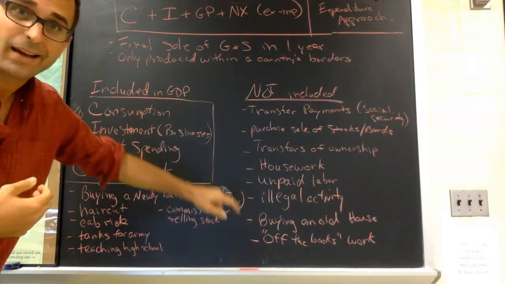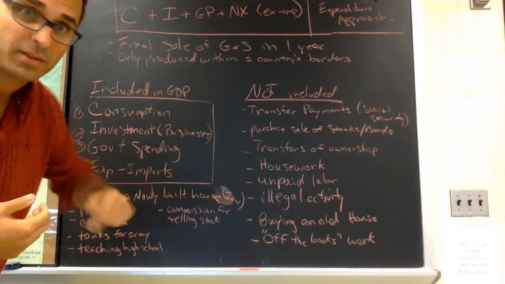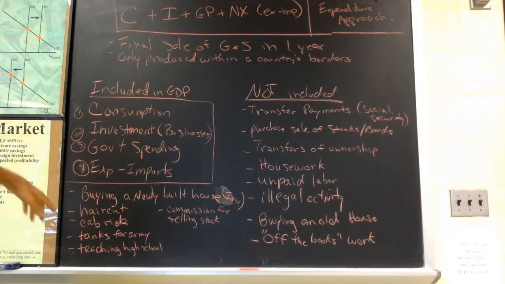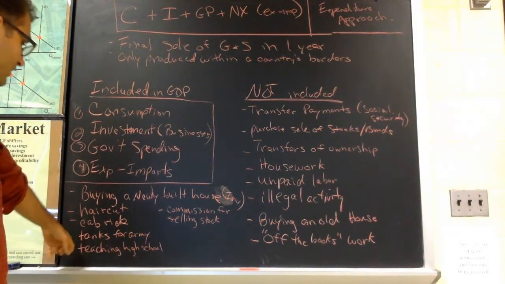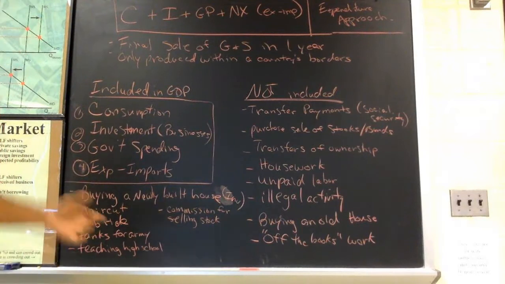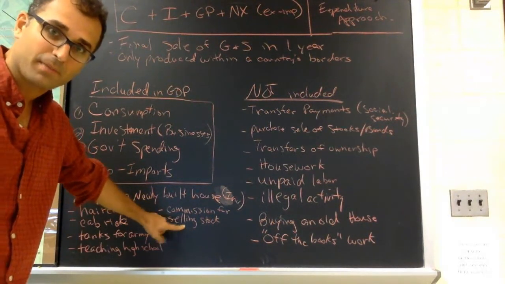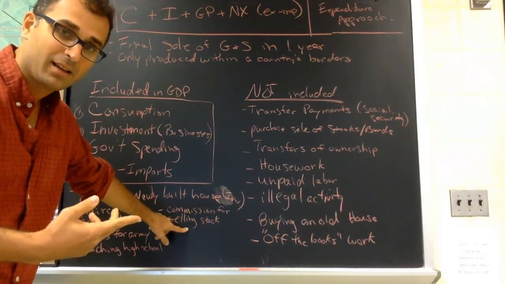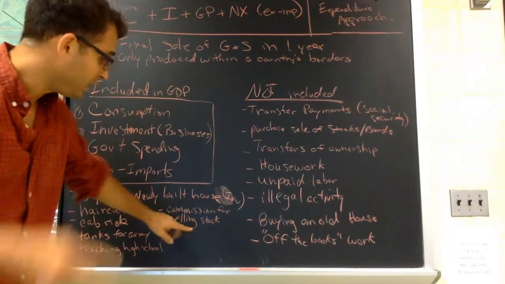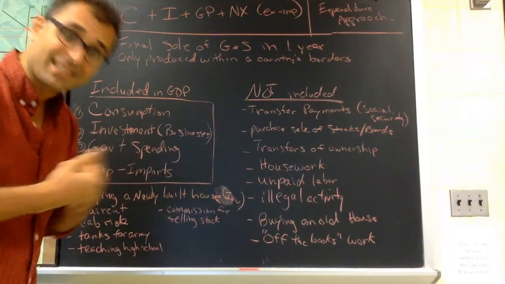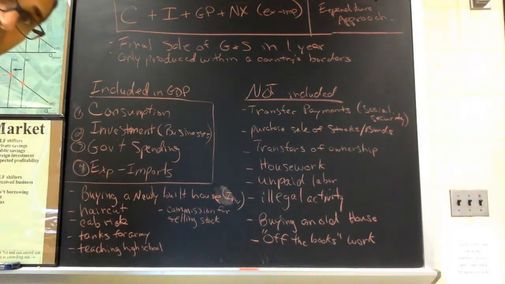Okay, if you buy an old house, not counted in GDP. It's a used good. So we'll get into that in a second. Over here, a haircut, a cab ride, tanks for the army, teaching high school, a professor in college, commission for selling a stock. A stockbroker makes a commission for selling a stock. The stock itself doesn't count in GDP, but the commission he gets is his income. So that's counted in GDP.